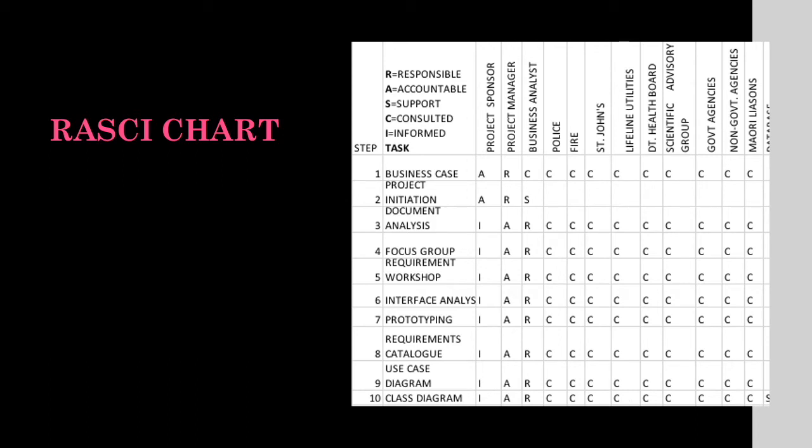RASCI is an acronym derived from the five criteria, which, as I said, are responsible, accountable, supporting, consulted, and informed. It's used for allocating and assigning responsibilities to the team members in projects. The letters RASCI are used in order to describe the level of responsibility.